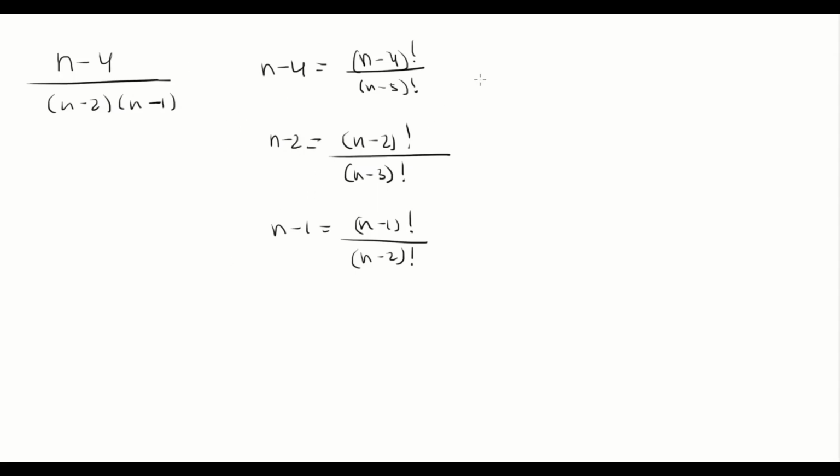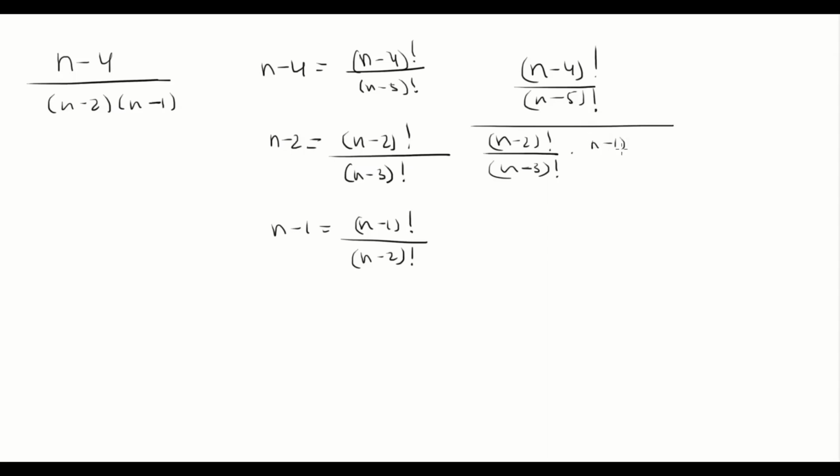So the n minus 4 is going to be on top, so that's n minus 4 factorial over n minus 5 factorial, over n minus 2 is n minus 2 factorial over n minus 3 factorial. Multiply that by n minus 1, which is n minus 1 factorial times n minus 2 factorial.